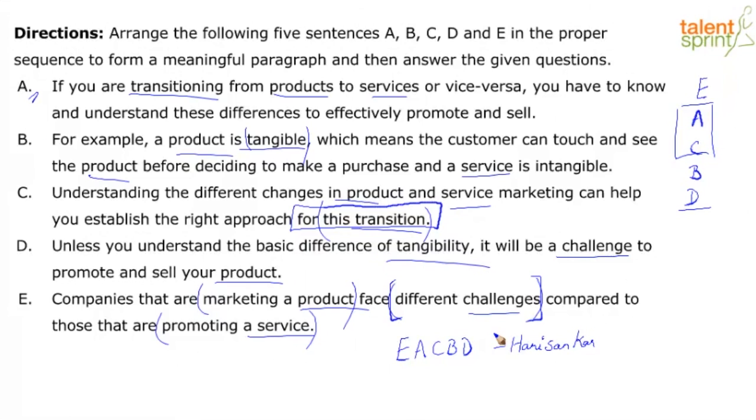B is expanding on C. See, it says, "Understanding the different changes in product and service marketing can help you establish the right approach for this transition." So this entire phrase, beginning "understanding the different changes in product and service marketing," what is that change in product and service marketing is explained in B. It says, for example, a product is tangible where you can touch, feel it, sense it, right? You look at the product. You can touch the product.